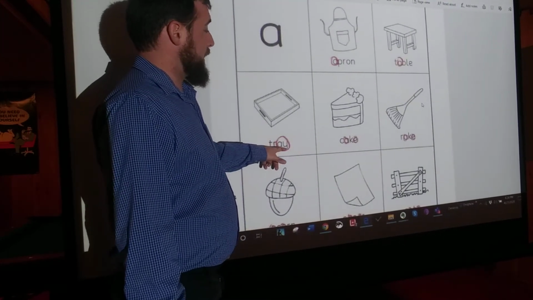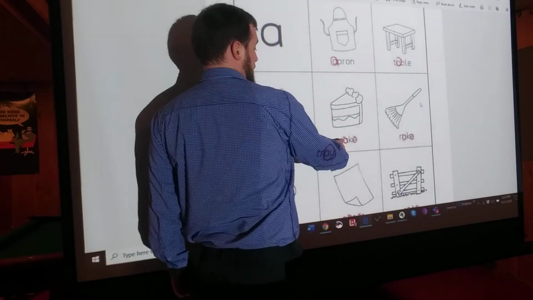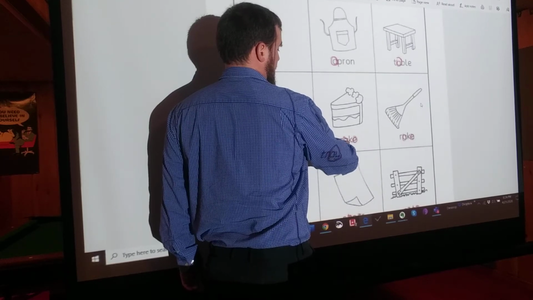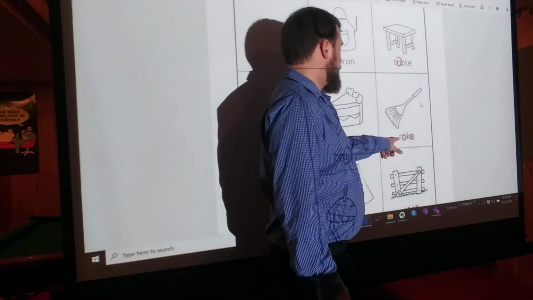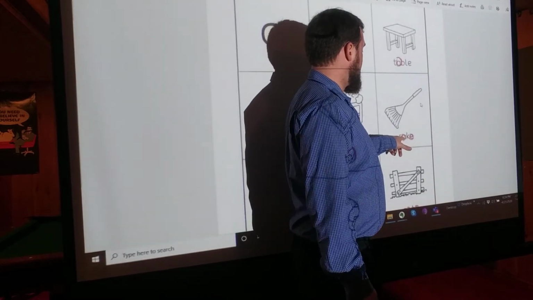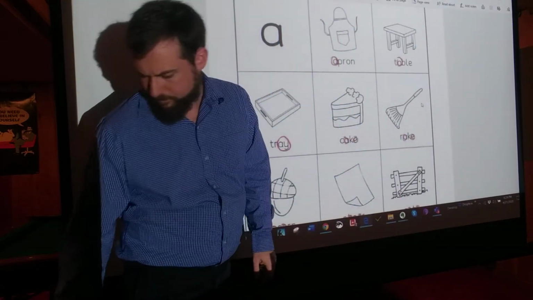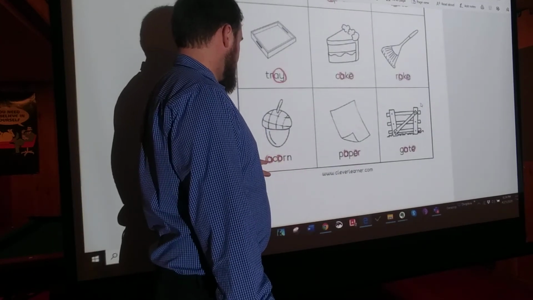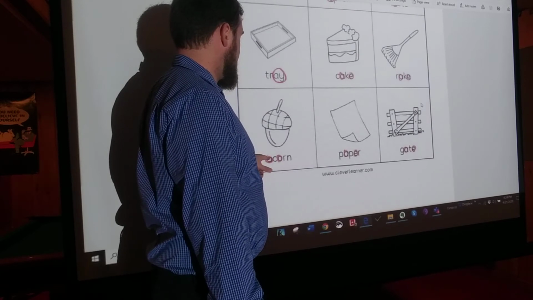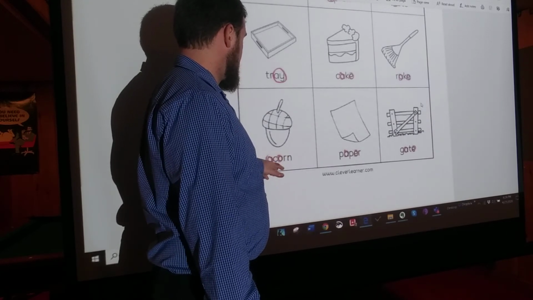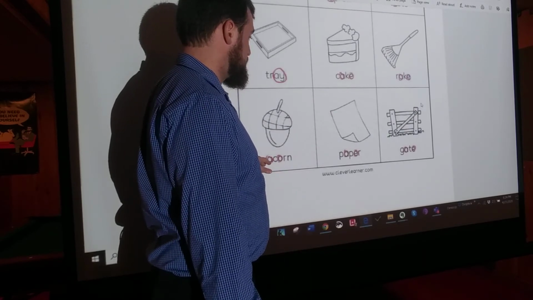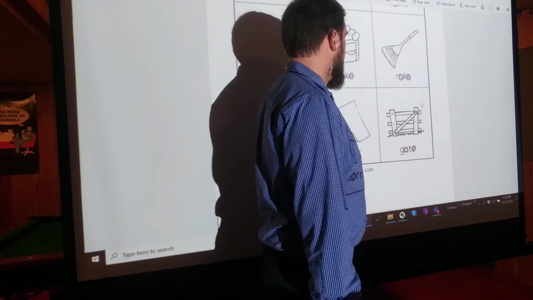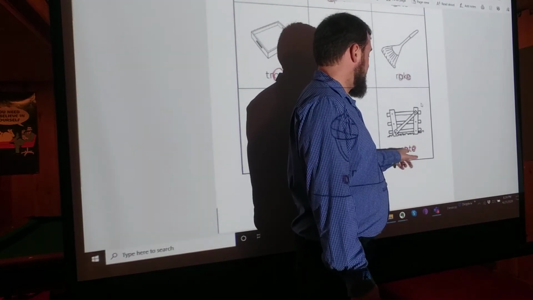Tray. A-Y, made it long. Cake. A and E. The E made the A long because there's only one letter between them. Rake. The E made the A long because there's only one letter between them. Acorn. The O made the A long because there's only one letter between them, although the O was able to make its own sound in this one. That happens. Paper. The E made the A long, and gate. The E made the A long.